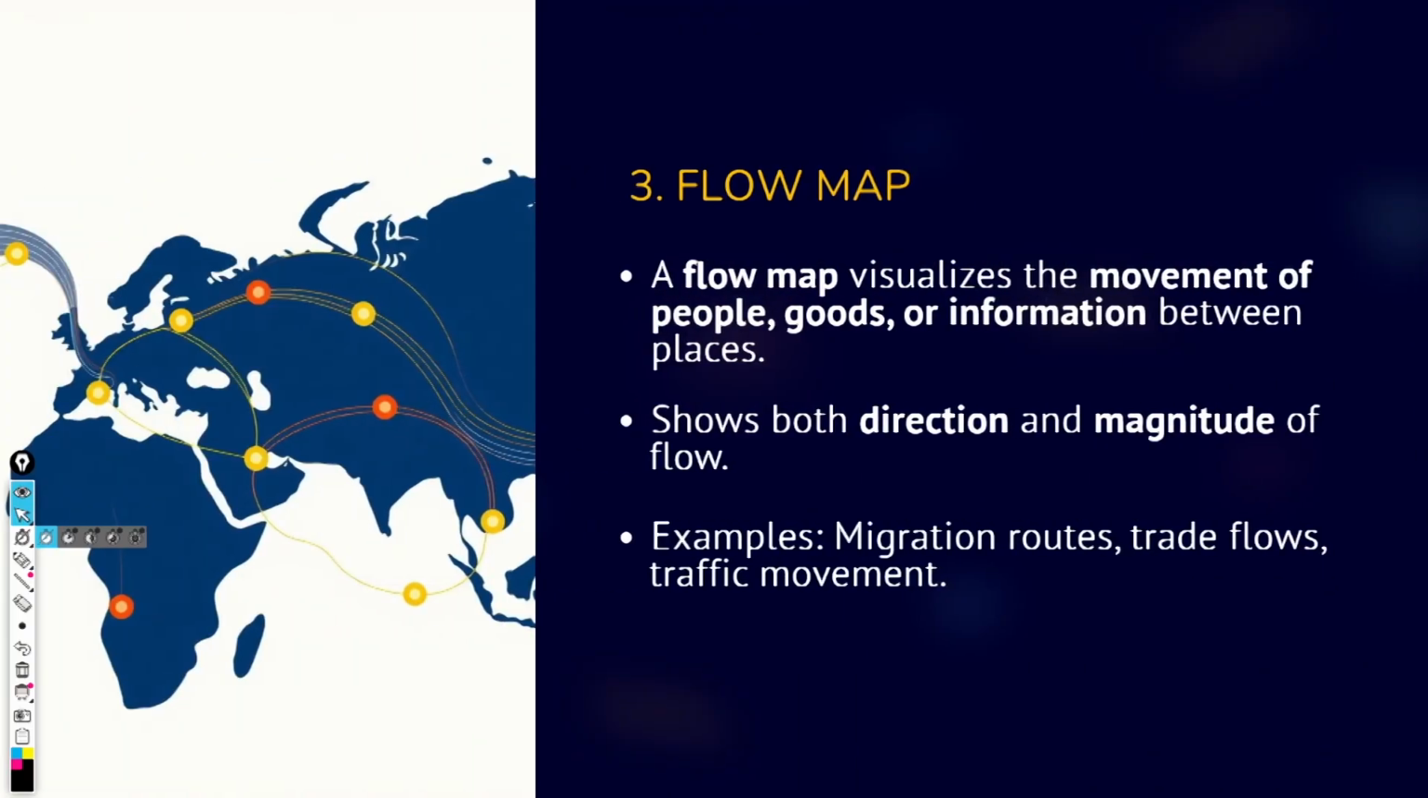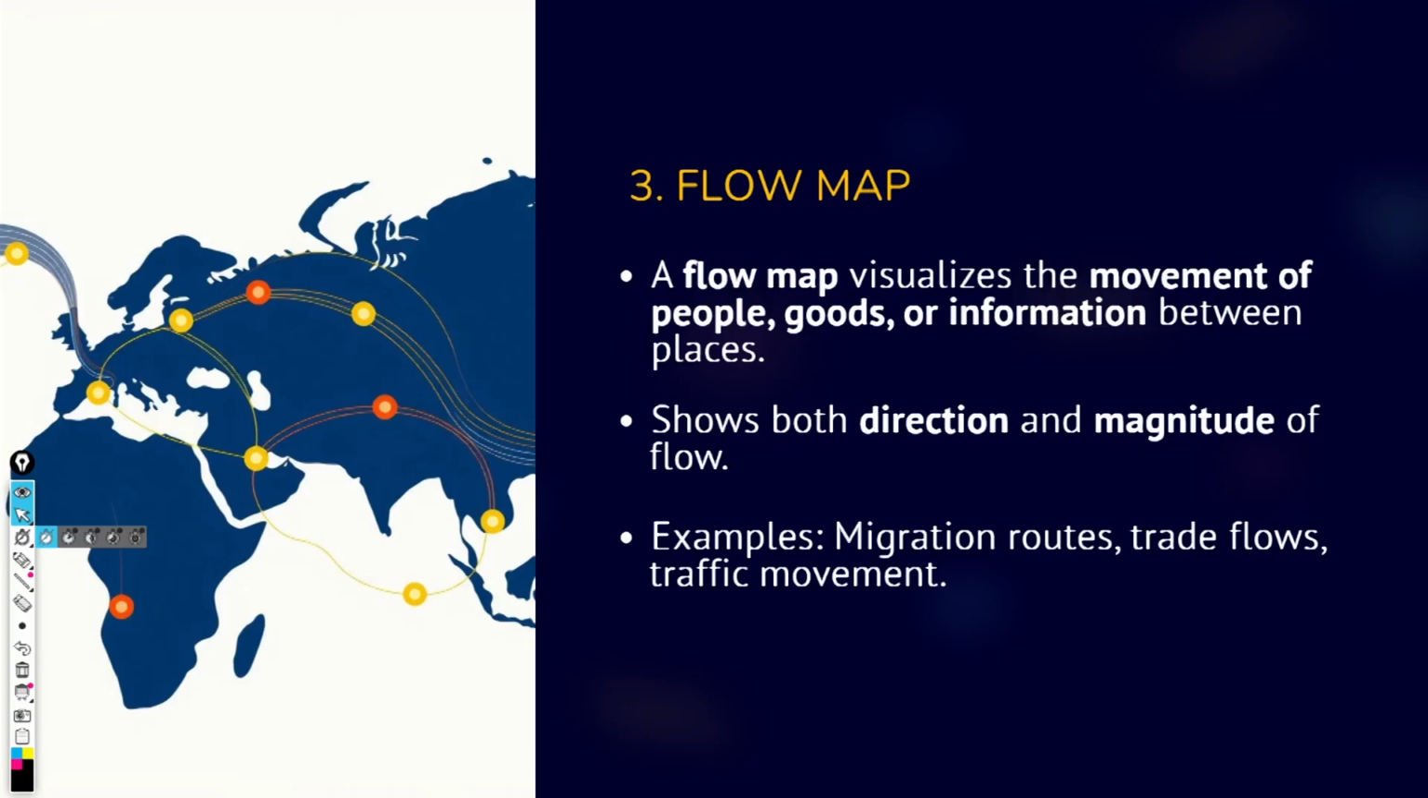Next, we'll move on to flow maps. A flow map is used to visualize the movement of people, goods, information between places. We can use flow maps to show both the direction and magnitude of the flow. It is used to create maps of migration routes, trade flow, traffic movement. A few characteristics of flow maps: we can see the routes of how the travel or trade is happening, and we can use arrows to show the directions, and to show the magnitudes we can change the thickness of the line accordingly.